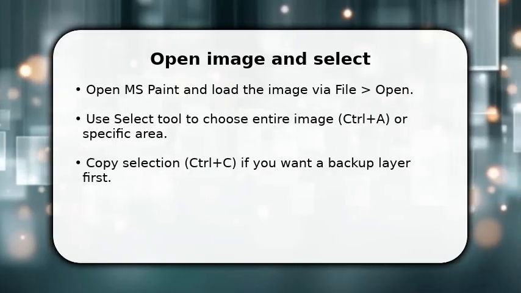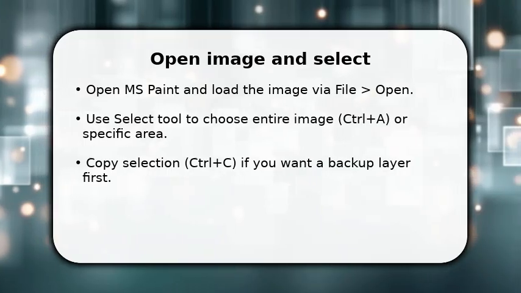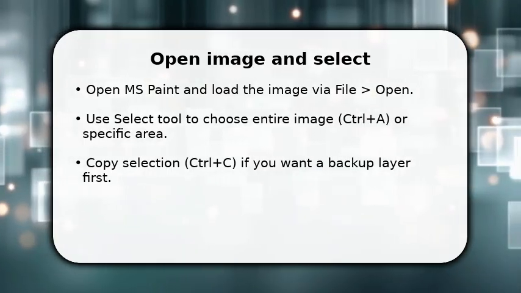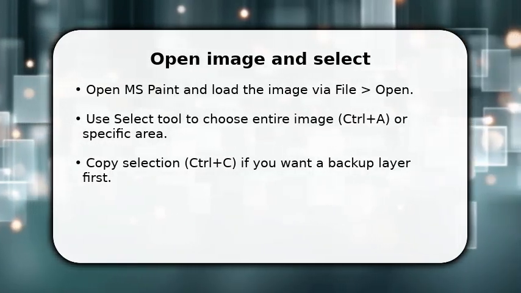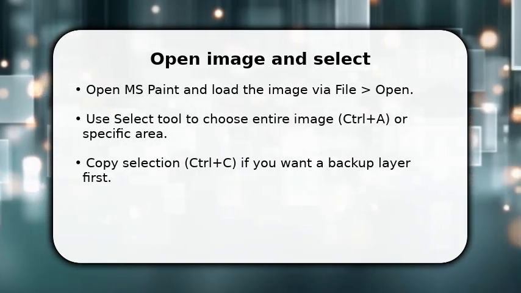You start by opening the image in Paint and immediately selecting what you want inverted. This saves time and keeps you focused. Use the Select tool and press Ctrl+A to grab the whole canvas or drag to choose a region.